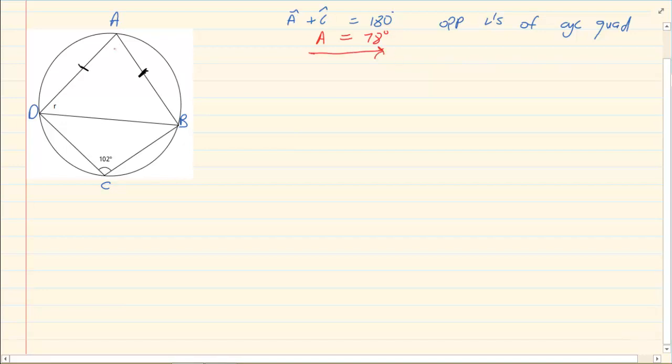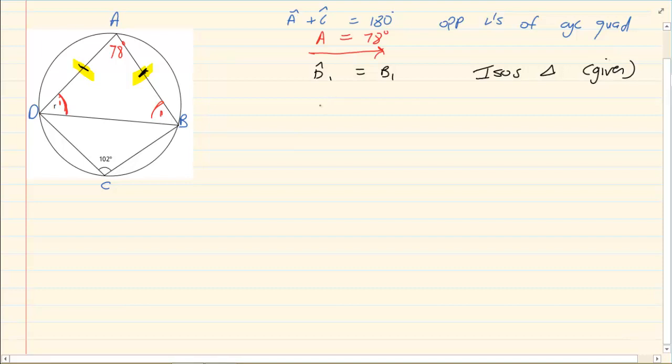Now if A is equal to 78 degrees, how do I calculate R? What do I notice about triangle ADB? Triangle ADB is an isosceles triangle. I told you, isosceles triangle and radius are usually the lifelines of geometry. So I'm going to have that D1 is equal to B1. Why? It's an isosceles triangle and it was given to us.